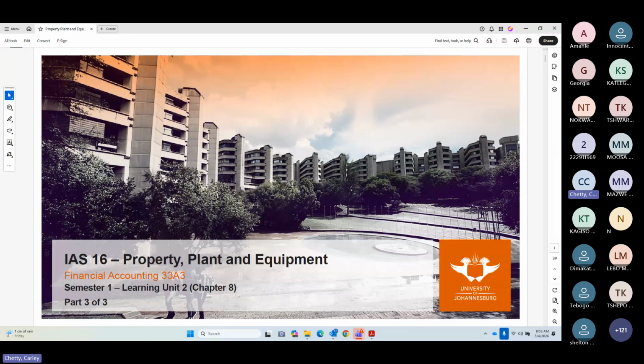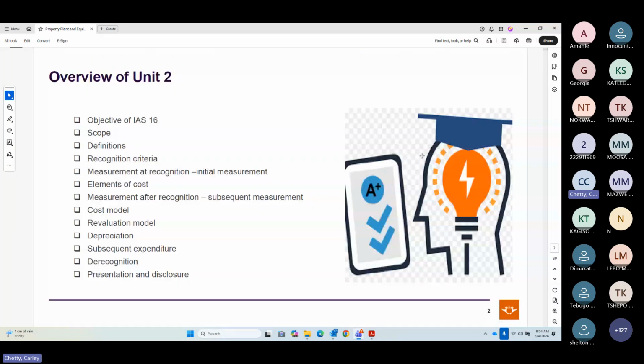So previously we looked at PPE Part 1, where we recapped some of the material you studied last year. And then last week we did impairments and change in estimates. Change in estimates was new for you guys, but impairments you did see in second year. So this week we're going to be looking at the revaluation model. Let's just have a look at an overview of Unit 2 to recap.